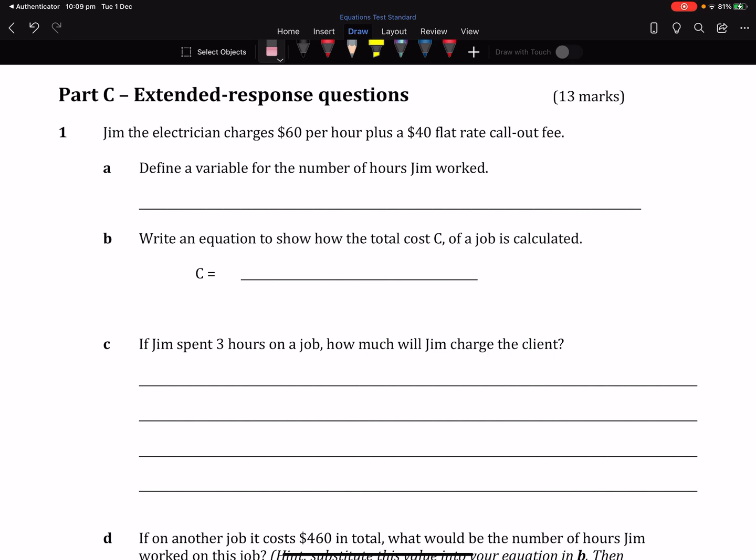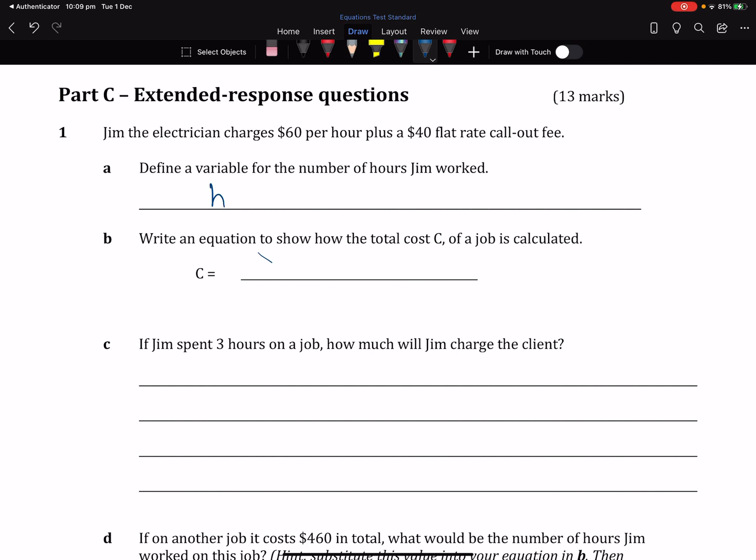The first part A says define a variable for the number of hours Jim worked. Some people wrote some really bizarre things here. Put equations, put just numbers. It's a variable. So something like H. Oops, need a pen. H, right? H is going to represent the number of hours. Or it really could be anything, but I'm going to go with H, all right?